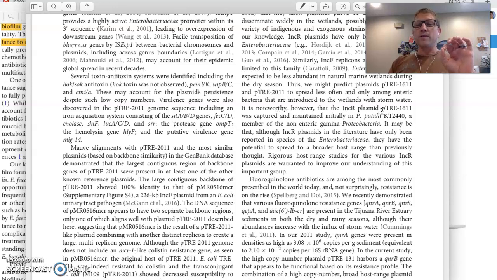The Inc-R plasmid P3 1611 was captured and maintained initially in P. putida, Pseudomonas, a member of the non-enteric gamma proteobacteria. Although Inc-R plasmids in the literature have only been reported in Enterobacteriaceae, we know that they have the potential, it appears to be, they have the potential to spread to a broader host range than previously thought. This is a real important part of a discussion section where they say, we thought we knew this, but our data suggest it's different.